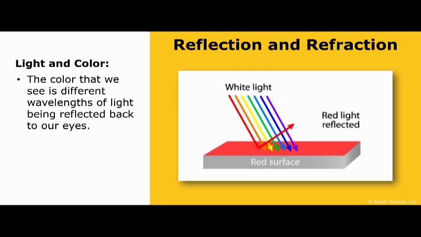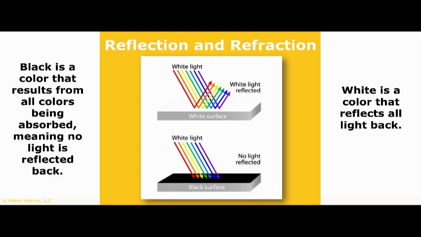You can see that it actually changes into different colors. Black is a color that results from all the colors being absorbed, meaning no light is reflected back. And white is a color that reflects all light back. Those two are easy to mix up. So black is all the colors being absorbed, so it becomes like a very solid, a very dark color. But then the white, it's reflecting all that light back at you.